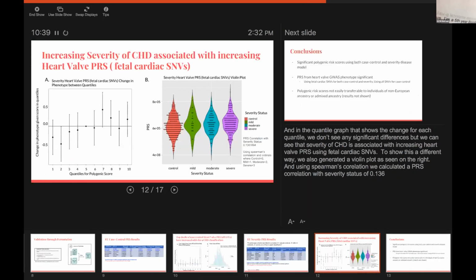We also made some graphs for these. In the quantile graph, it shows the change for each decile, and we don't see any significant differences like before in the other graph, but we do see that severity of CHD is associated with increasing heart valve PRS using fetal cardiac SNVs. And to show this in a different way, we plotted violin plots, and using Spearman's correlation, we calculated a PRS correlation with severity status of 0.136.